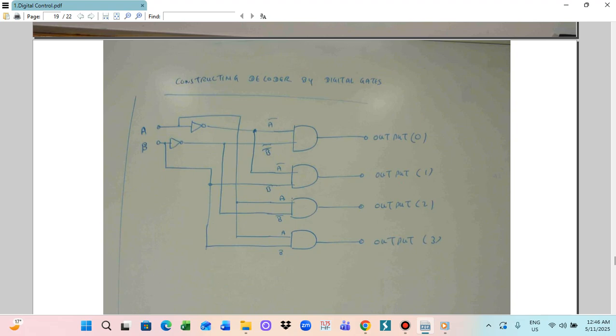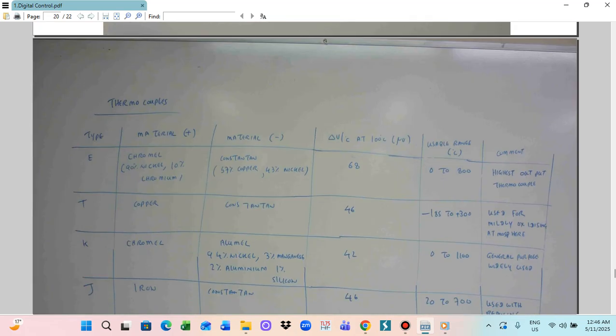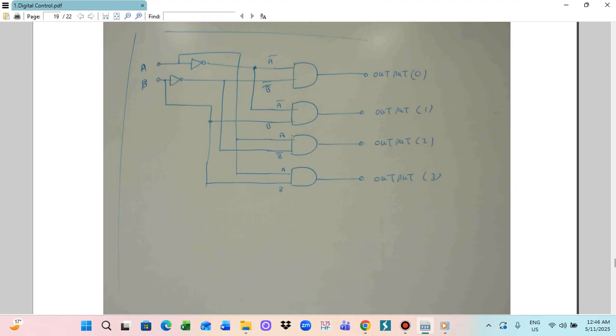Two NOR gates we connected. So this one with A bar, B bar. And this one, the inputs are A bar B, A B bar, and AB. So the outputs are 0, 1, 2, 3. So there are 4 outputs. So this is a decoder function. We utilize the digital circuit to perform the decoder function.